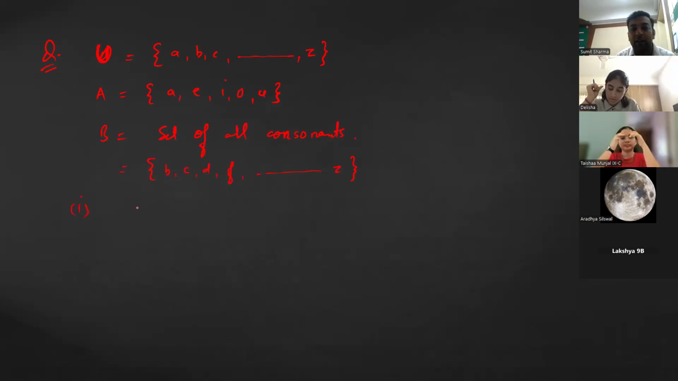So now let us understand. First is we want to find out A union B. So A is the set of all vowels. B is the set of all consonants. If we combine them with each other, you will get the whole set U: A, B, C, D, E, F, G, H up to Z. And that is equal to the universal set. Second is A intersection B. So you can see that A is the set of all vowels and B is the set of all consonants. Is there anything common in between these two?